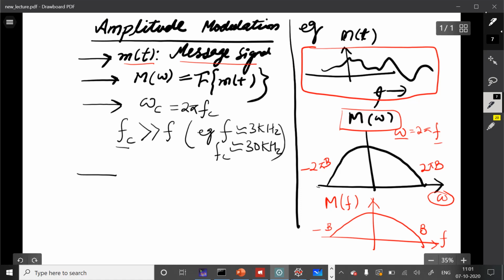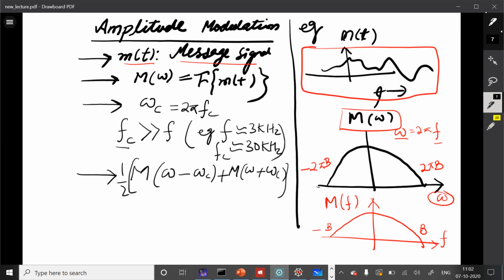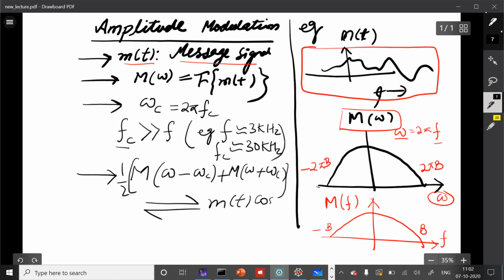So what should we do? We should actually carry out this operation: M of omega minus omega c plus M of omega plus omega c. I have told in the previous lecture why we are shifting it on the plus and minus side, so that it will become symmetric, so that the corresponding time domain signal is real. Now what is its representation in time domain? You know that it is m of t cos omega c t, right?